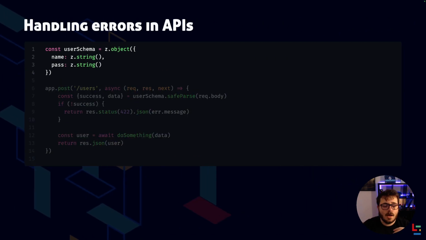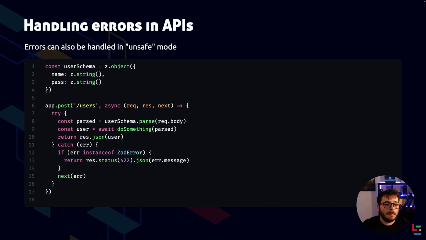In an API, let's say, we can define our schema, then we have a route in here. We can just safeParse the schema that we're using, and then it's going to return a success or data. And if it's not a success, Zod already knows that it has an error. So we can just throw a 422 Unprocessable Entity, and then we can just do error.message, which is going to tell us what the problem is. And then if there's no error, we can just return the JSON after doing something in our API.